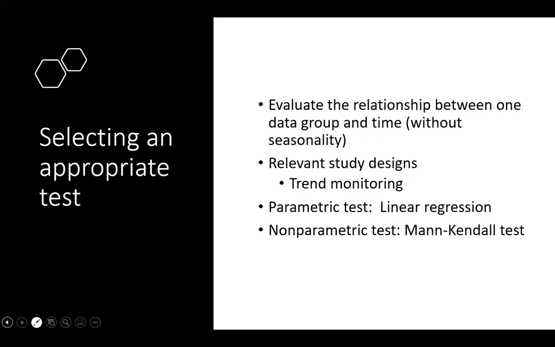If you're looking at the relationship between one data group and time, so we're not looking at seasonality, we're just looking at time, then you're doing some sort of trend monitoring. So how do the levels of E. coli, for example, change with time? If your data is normally distributed, you use a linear regression. If it's not, then you use a Kendall test. As I mentioned, the only thing we'll talk about here are the parametric tests.